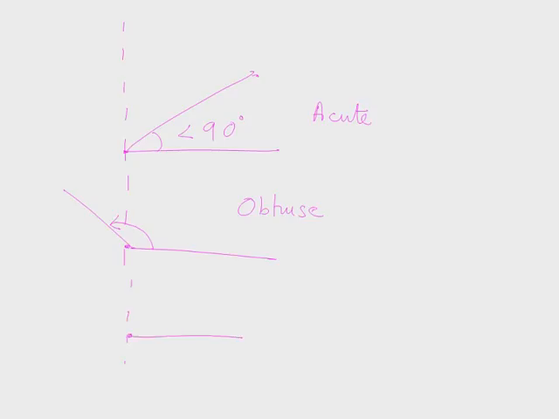So when I rotate a line to form an angle, let me keep this as a reference point, and this rotation is less than 90 degrees, then it's called an acute angle. If the rotation is more than 90 degrees, it's called an obtuse angle. If the rotation is exactly 90 degrees, then it's called a right angle.